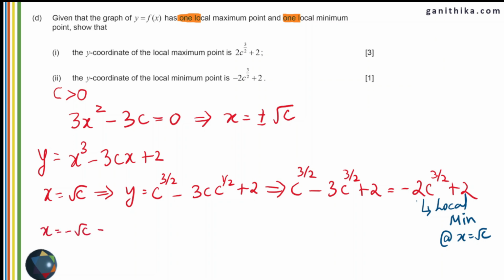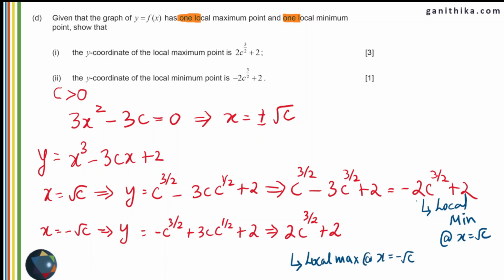For x is equal to minus square root of c, substitute the value in the equation for y. You get the value of y maximum to be 2c to the power of 3 over 2 plus 2 when x is equal to minus square root of c. So these are the two values that you are supposed to be showing. So this is the show that question.